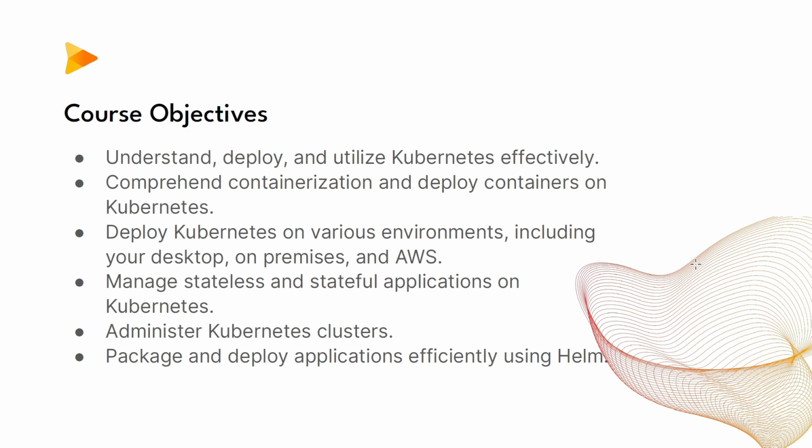Course objectives. After taking this course, you would be able to understand, deploy, and use Kubernetes. You would be able to understand containerization and run those containers on Kubernetes. To be able to deploy Kubernetes on your desktop, on-prem, and on cloud. You would be able to run stateless and stateful applications on Kubernetes. You will be able to administrate Kubernetes. You will be able to package and deploy applications using Helm, and this is very important to me.